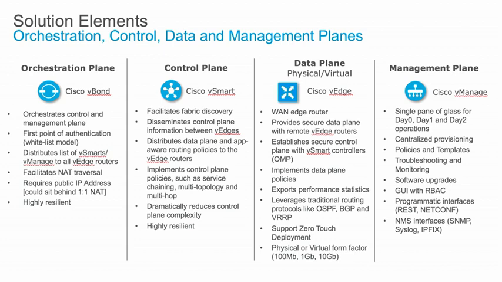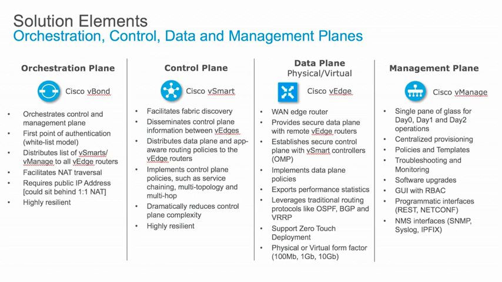vEdge routers learn about vSmart and vManage IP address and port information from vBond upon authentication across a publicly reachable IP address. vSmart and vManage learn about the vEdge router information once authentication is successful. Once vBond has distributed this information across the control plane, connectivity to the vEdge routers can be established, and the vEdge routers can then disconnect from vBond.